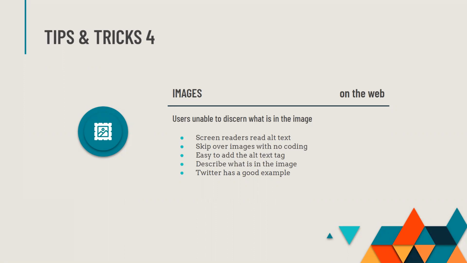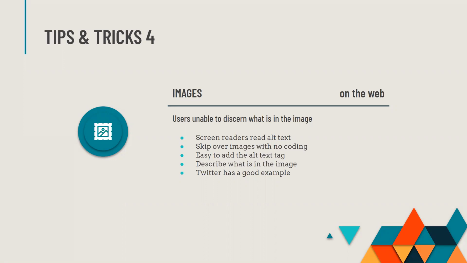So when you include alternative text on your images, a screen reader will read that out loud to somebody that has that enabled. It will entirely skip over any image that doesn't have any coding. And in general, if you're using something like WordPress or Drupal to manage your website for your library, it's very easy to add the alt text tag when you're uploading the image. The best way to use an alt text tag is to describe what you can see in the image.